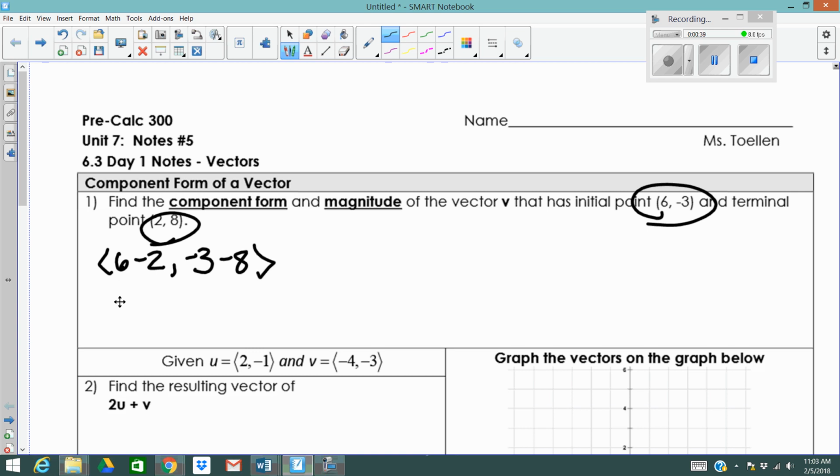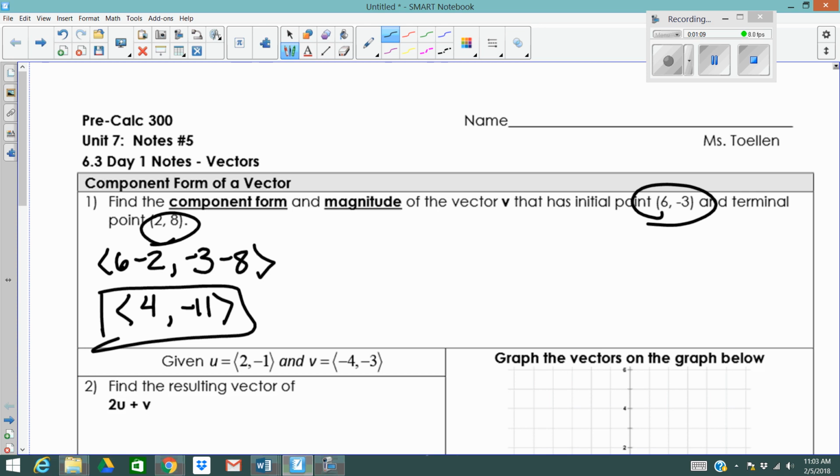And then we get our vector, which is ⟨4, -11⟩. Notice when I'm writing my vector, I do not use parentheses. That is the difference between a vector and a coordinate. Parentheses is a coordinate. These half triangles, the greater than, less than signs, are how we represent a vector. So that is our vector in component form.